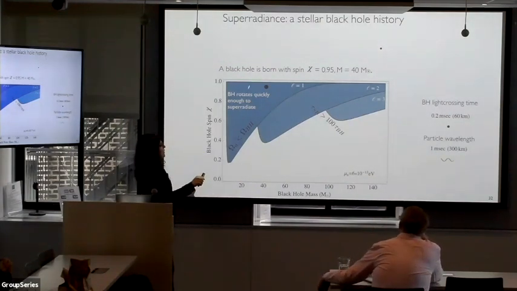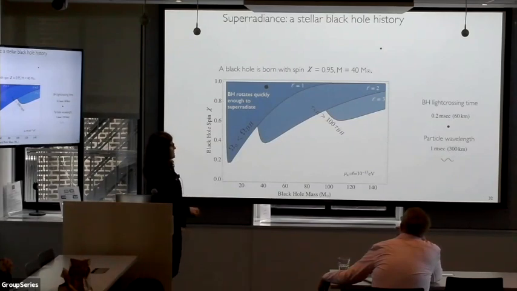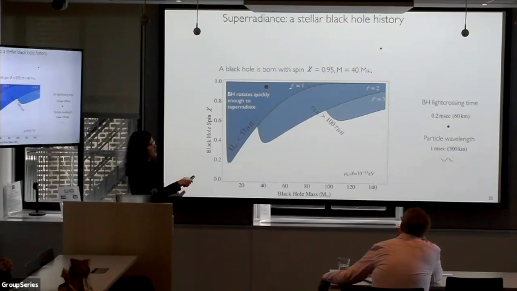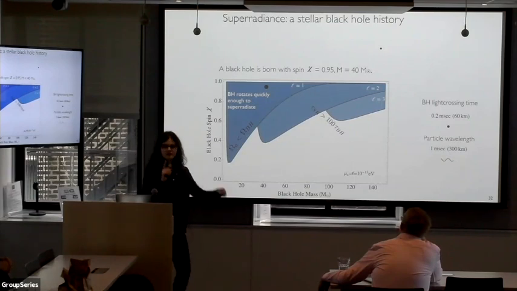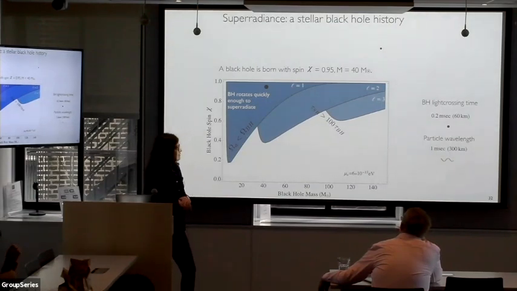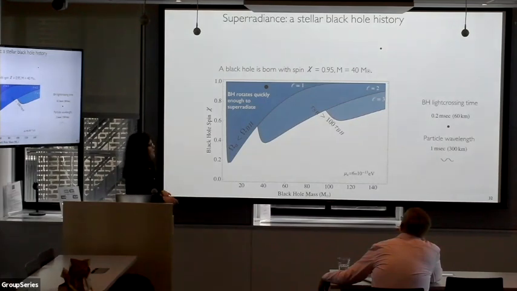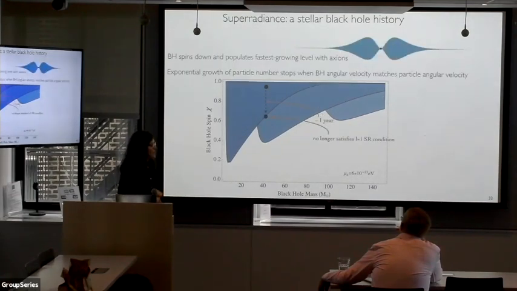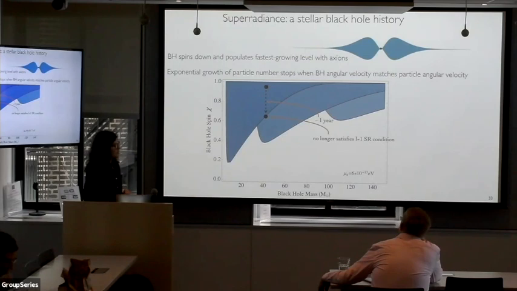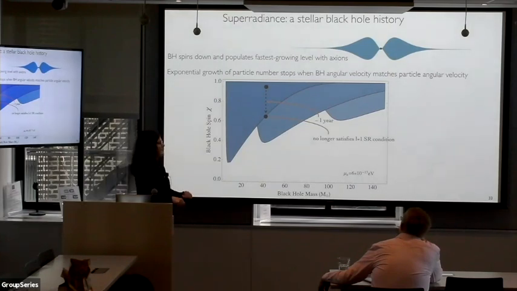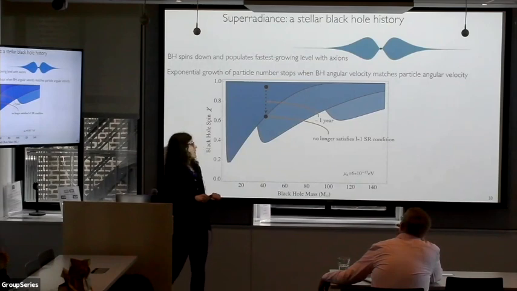The blue regions here are showing the range of parameters where the superradiance condition is satisfied. So that means for particles with angular momentum L equals 1, 2, and 3, the black hole is rotating fast enough so that it's rotating faster than the particles in the cloud. With the parameters I've picked here for a 6 times 10 to the minus 13 eV axion, the black hole will spin down in about a year's time.